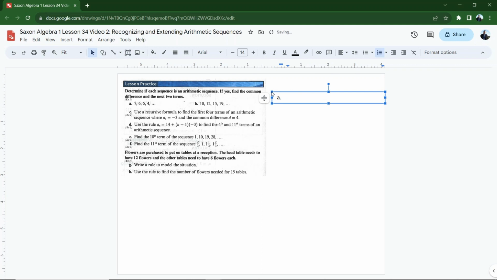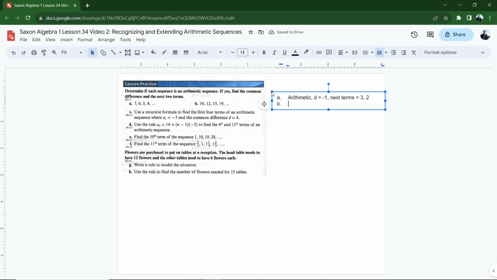The answer is arithmetic. And then we need to determine the common difference is negative 1. It's always the next term minus the previous term. 6 minus 7, 5 minus 6. So we're going to say D equals negative 1 because that's how we represent the common difference. And the next two terms are 3 and 2.